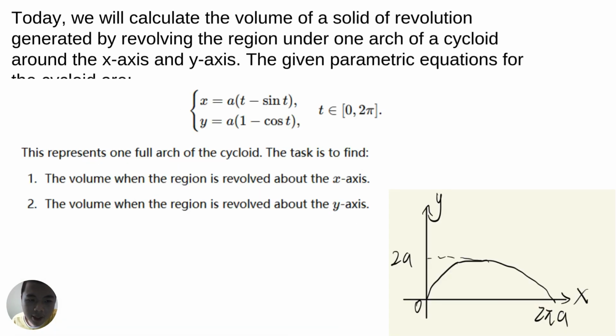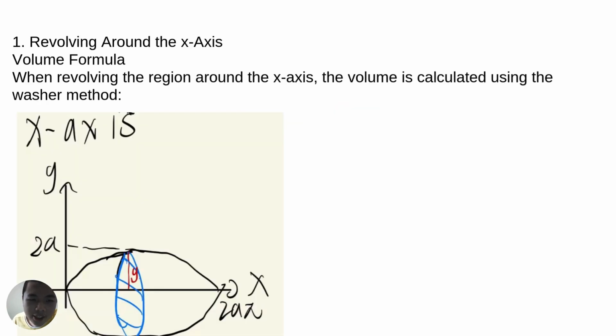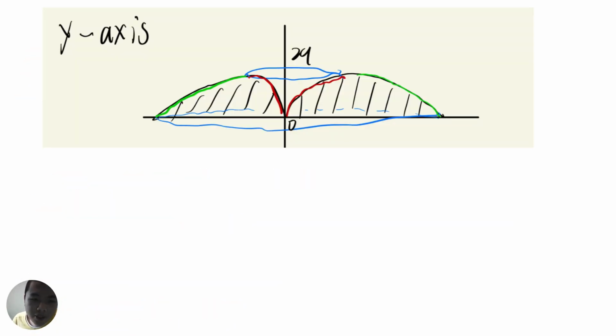Okay, let's see the one which is more difficult. First, we need to see it like this. The region is revolved about the y-axis. It's also a function here. Okay, this one is more difficult. Let's see the curve now. We need to revolve the curve about the y-axis, and you can see this is from 0 to 2a.